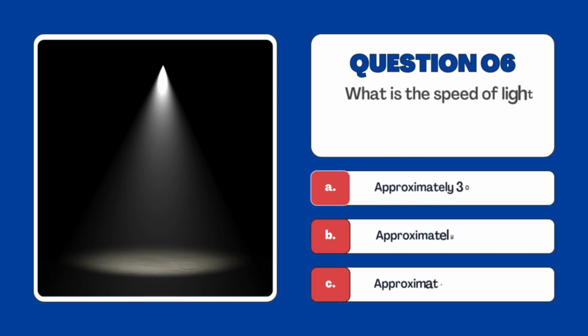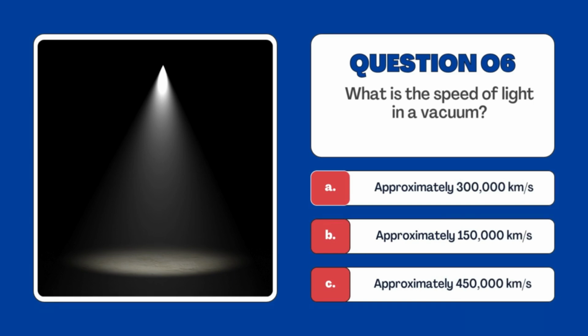Question 6. What is the speed of light in a vacuum? A. Approximately 300,000 kilometers per second. B. Approximately 100,050 kilometers per second. C. Approximately 450,000 kilometers per second.